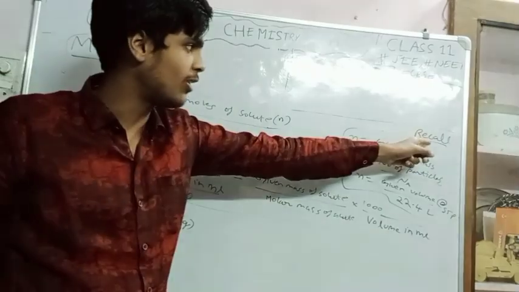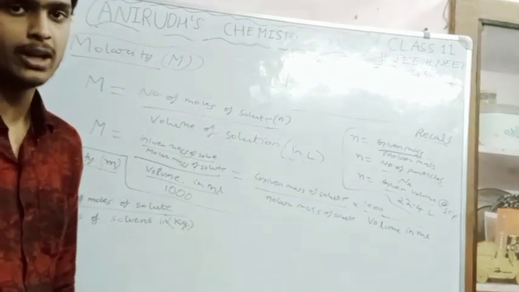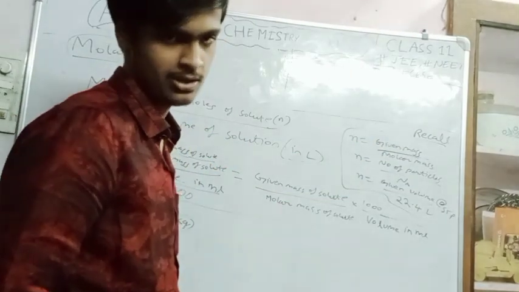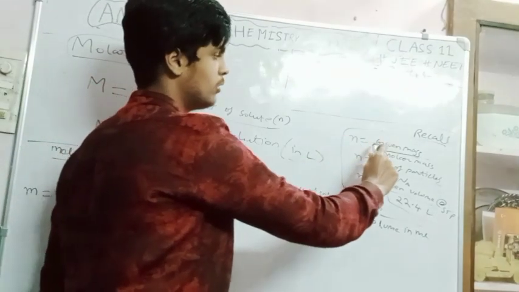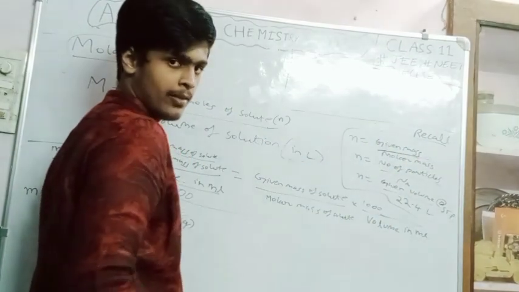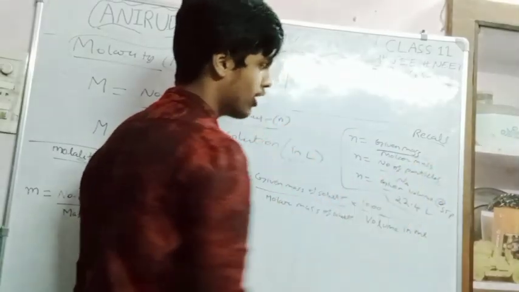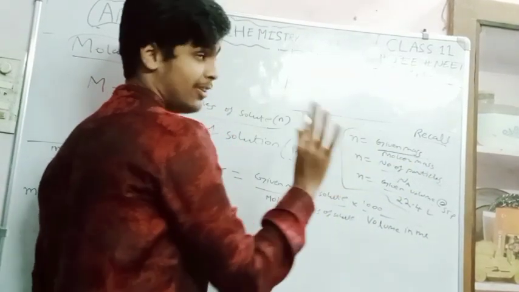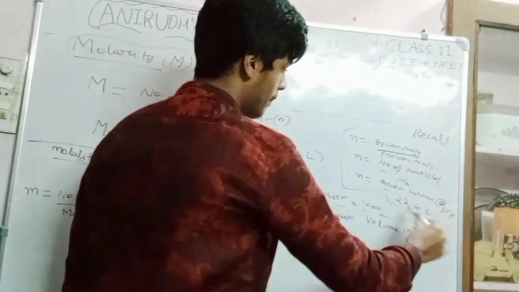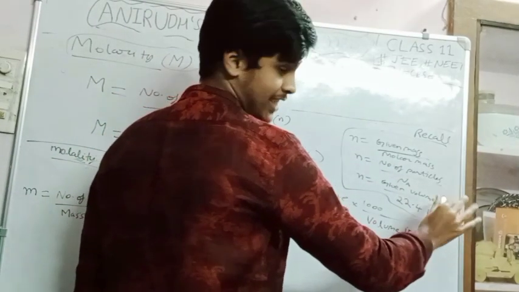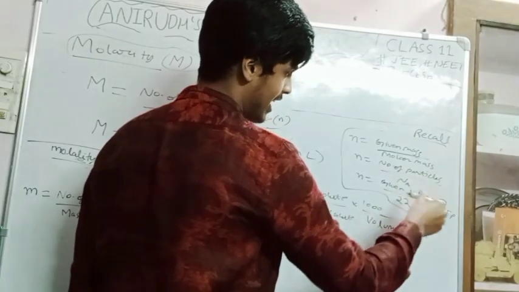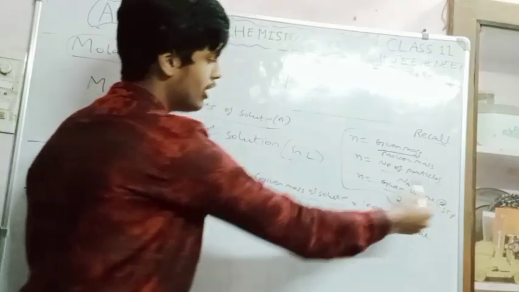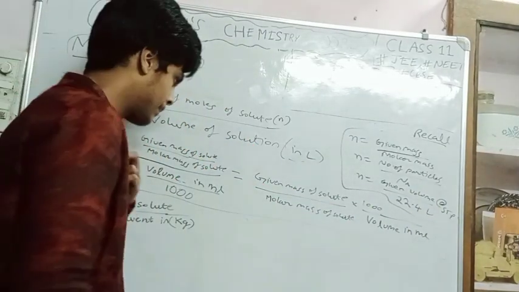Let us recall the previous formulas of number of moles. We have 3 relations related to number of moles. First one is number of moles is equal to given mass by molar mass. Second one is number of moles is equal to given number of particles by Avogadro number. Third one is number of moles is equal to given volume by 22.4 liter of gas. For gas it is valid at STP, means standard temperature and pressure.